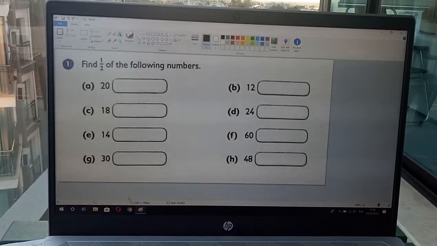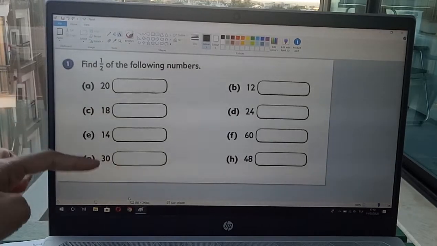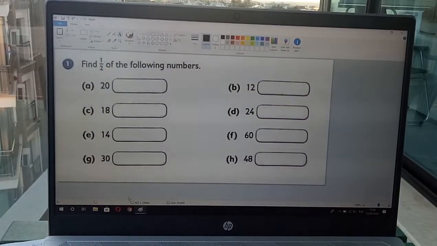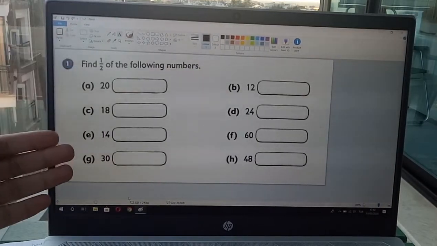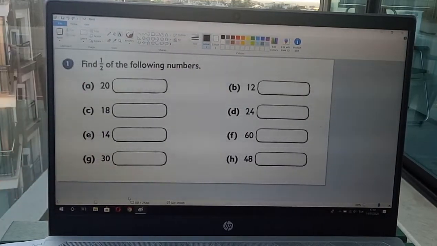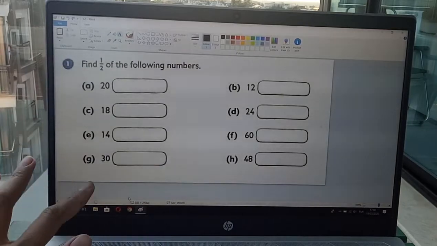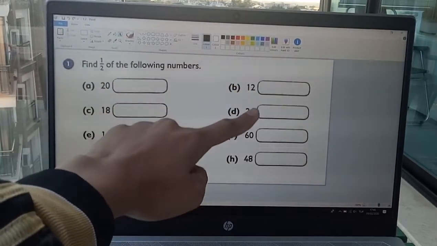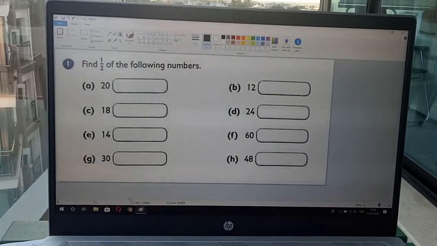Next activity, we're going to check the fraction quantities of the number. On my instruction, you just have to divide the given numbers by your denominator. It depends on what denominator you have. Here we have 1/2, and our denominator is 2. Therefore, you are going to divide all these numbers by 2.